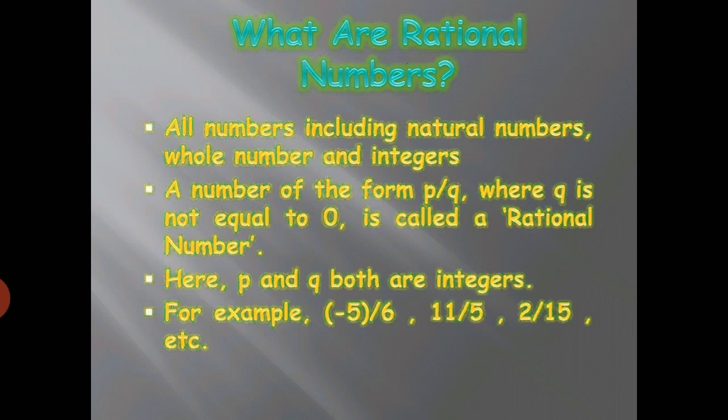So what are rational numbers? Rational numbers include natural numbers, whole numbers, and integers. A number of the form p by q, where q is not equal to 0, is called a rational number. Here, p and q both are integers. For example, minus 5 by 6, 11 by 5, 2 by 50.